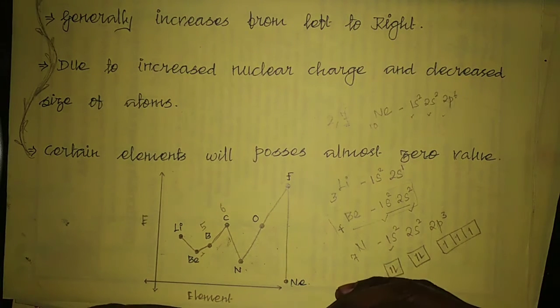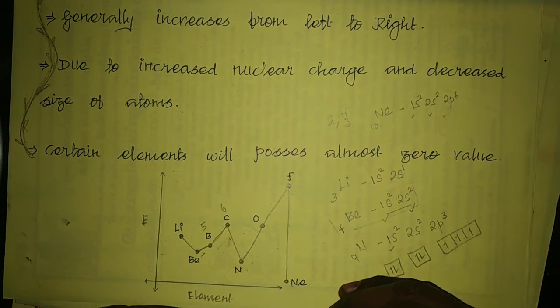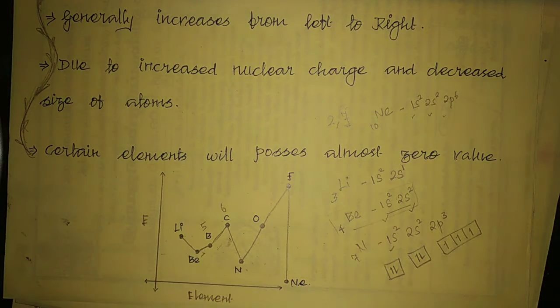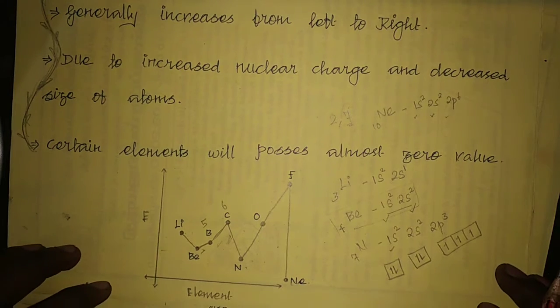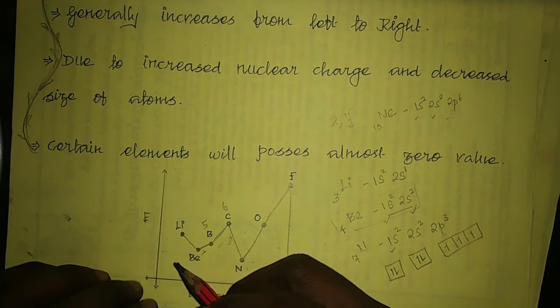So the atoms that have a stable electronic configuration will neither easily gain an electron nor give up an electron. So we can say such elements, the elements with completely filled or half filled electronic configuration, will possess almost zero value of electron affinity. So what will the electron affinity be for such elements? It will be zero. Okay, now here there is a plot given.